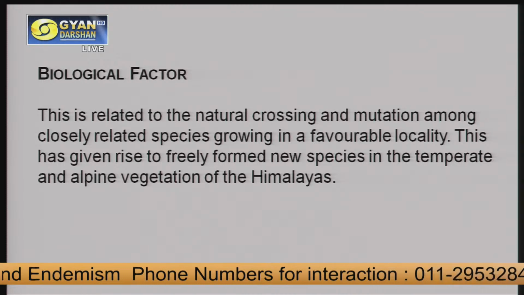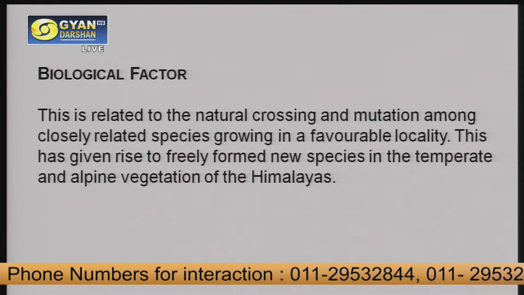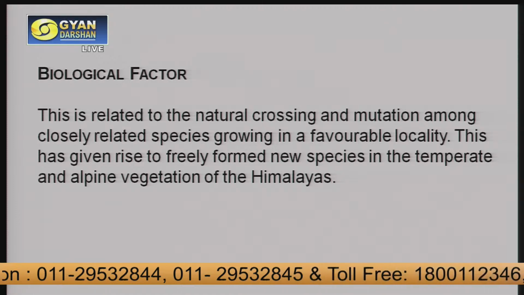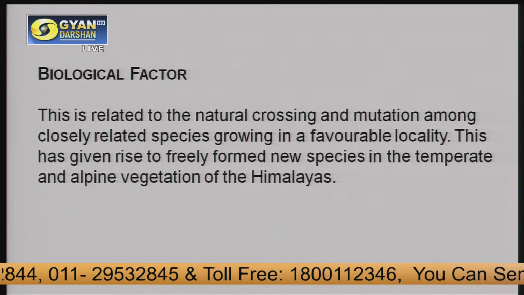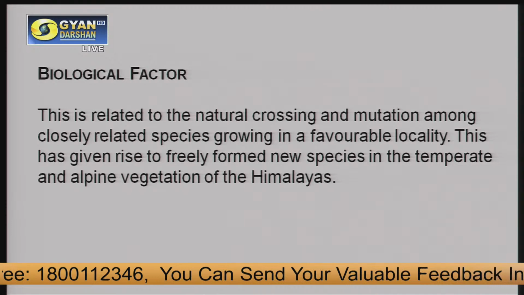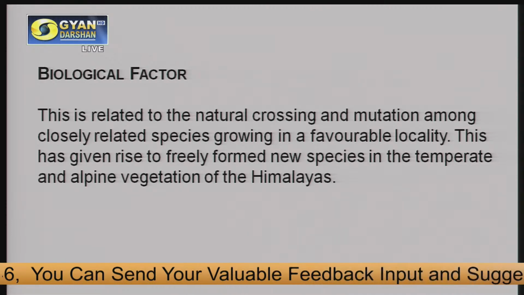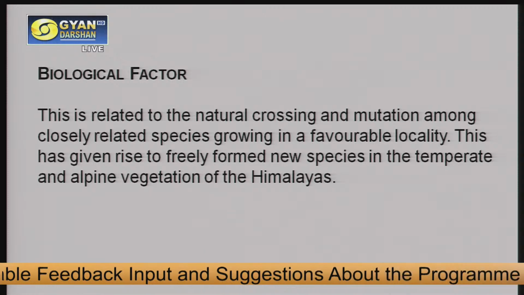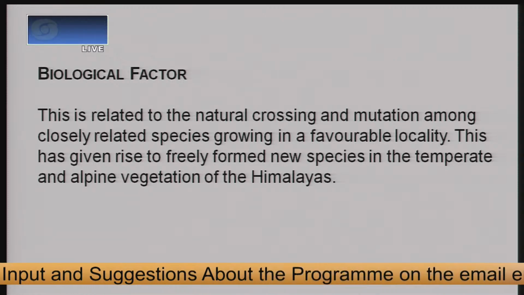Among the biological factors, you have the natural crossing and mutation among closely related species growing in a favorable locality. This has given rise to freely formed new species in the temperate and alpine vegetation of the Himalayas. So you have the crossing, you have the mutation, which again gives rise to a new species. And once a new species is formed, obviously it will have a restricted distribution, because it will again take time to migrate, because it's a newly evolved species. And therefore that is one of the reasons for the endemism or the localized distribution.